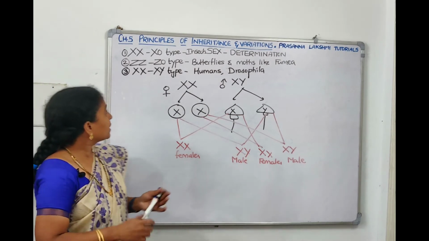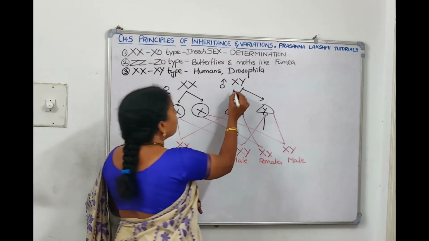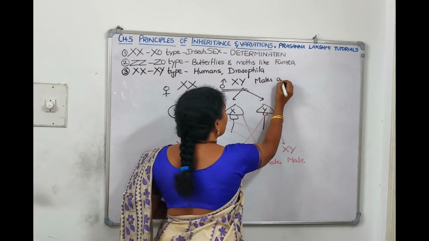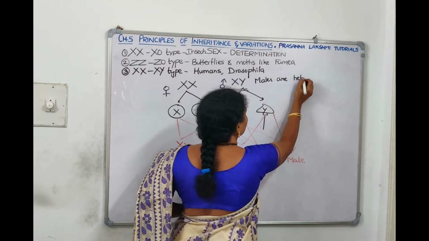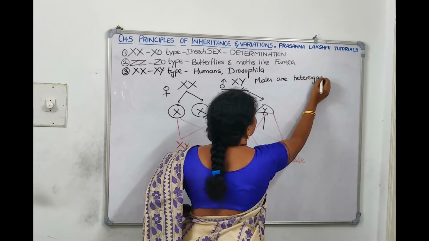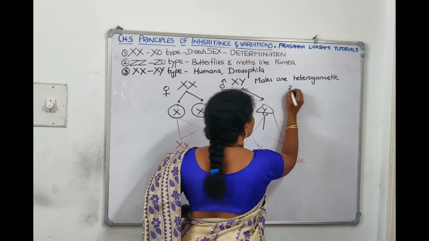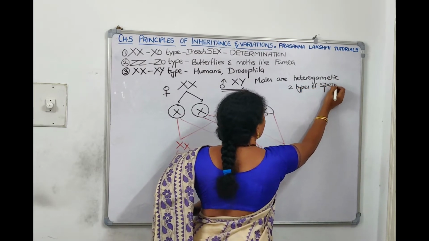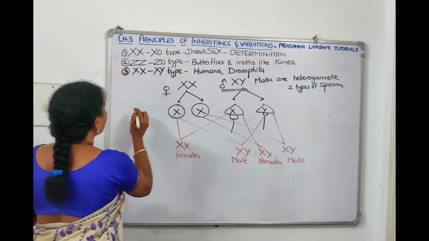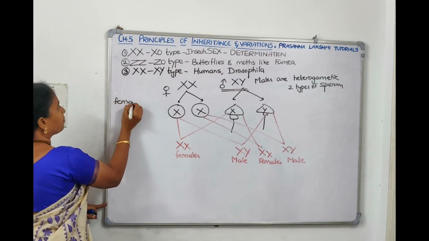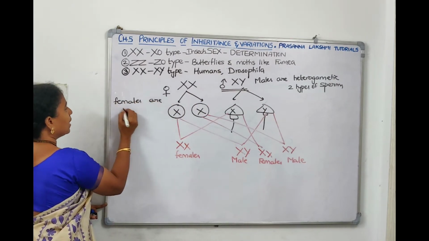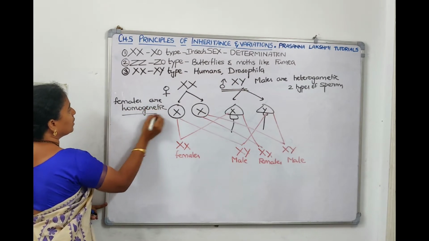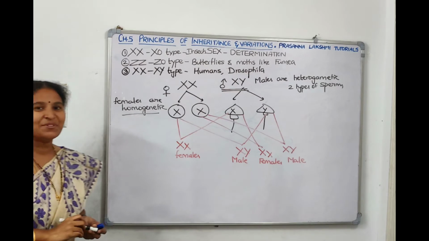That means in XX, XY type of sex determination, males are heterogametic, right? Males are heterogametic because they produce two types of sperms, whereas females are homogametic. Understood? Take a screenshot. We'll talk about the next type of sex determination.